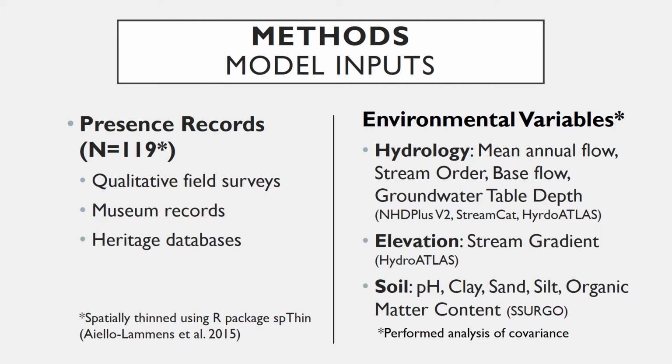For environmental variables, I mentioned we were interested in variables that have already been derived. And so we had several hydrologic variables from multiple sources. We also had a layer for stream gradient, and we also took advantage of the NRCS's huge SURGO soil database, and so we had several layers for that as well. And we did perform analysis of covariance too, in order to make sure we didn't have highly correlated variables included in the model.